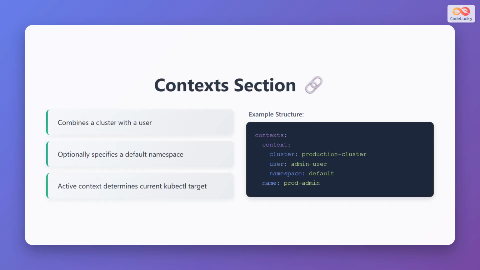The context section is where clusters and users come together. A context combines a specific cluster with a specific user, creating a complete connection profile. You can also optionally specify a default namespace for that context, which determines where kubectl commands will execute by default. The active context determines which cluster kubectl will target when you run commands. This makes it easy to switch between different environments, such as development, staging, and production, without modifying your configuration file.